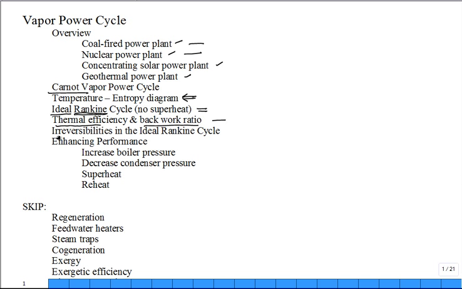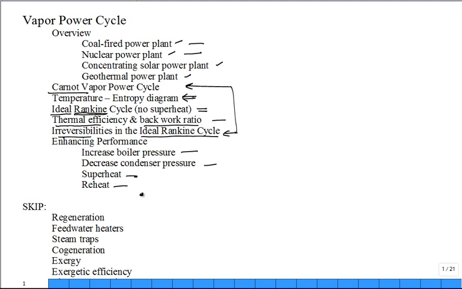And then we'll talk about irreversibilities even in the ideal Rankine cycle. That's perplexing to a lot of students. And then we'll compare the performance of the ideal Rankine with the Carnot, see which one's better. Can you tell already which one's going to be better? Carnot. And then we're going to talk about enhancing the performance of the Rankine cycle by increasing the boiler pressure, decreasing the condenser pressure, superheating, and reheat.